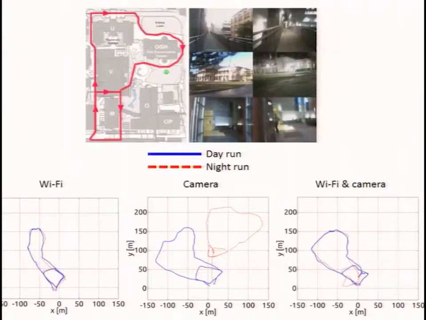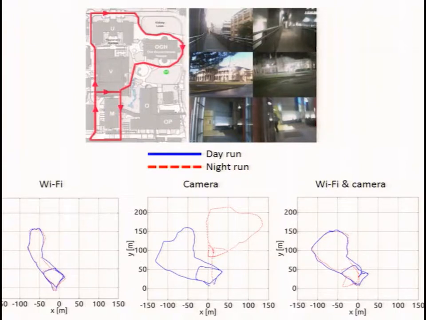These are three experience maps created using, from left to right, Wi-Fi, camera, and our sensor fusion system using both Wi-Fi and camera. This run is about 1 kilometer long and is performed once during the day and once at night. It consists of both indoor and outdoor regions.